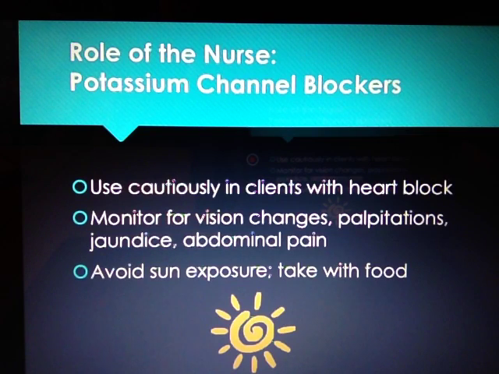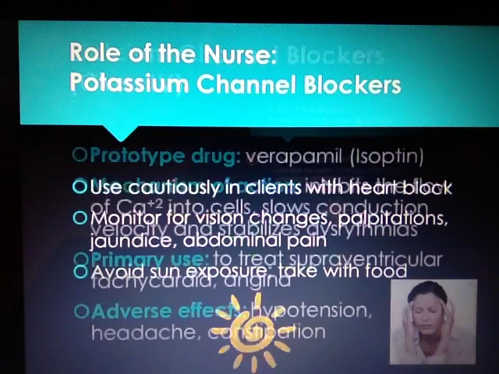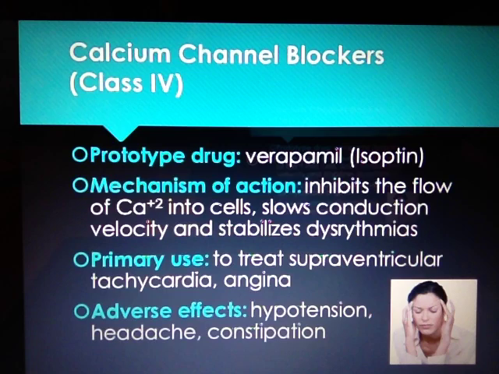Role of the nurse for potassium channel blockers. We want to use cautiously in clients with heart block. We want to monitor for vision changes, palpitations, jaundice, abdominal pain. And for these, we want them to avoid sun exposure because it makes them photosensitive, and also for them to take the medication with food.